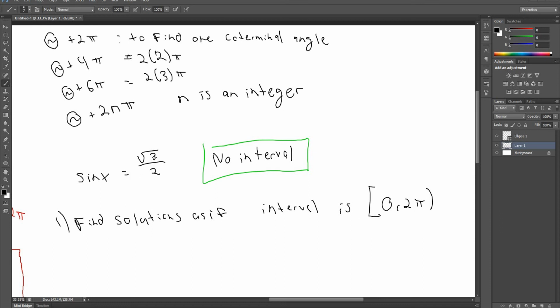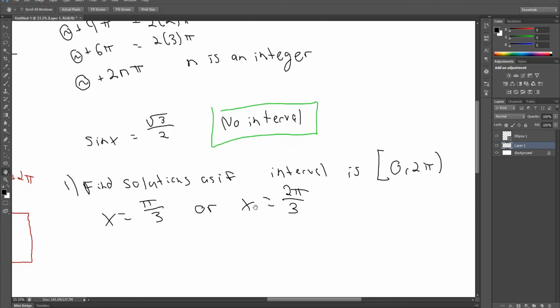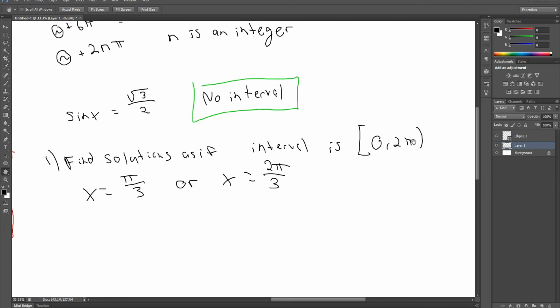In this case, sine of x is equal to root 3 over 2 when x is equal to pi over 3, and x is equal to 2 pi over 3. So these come from our unit circle. Okay, so these are solutions for if our interval was 0 to 2 pi.